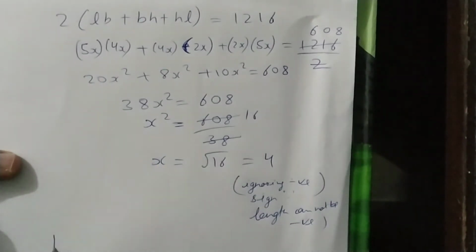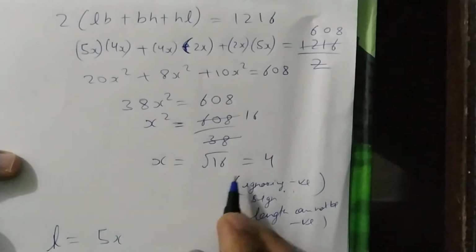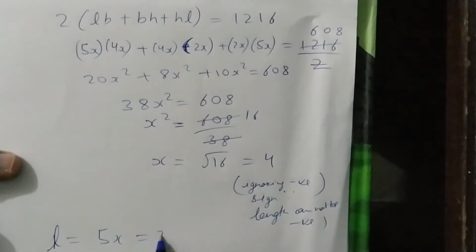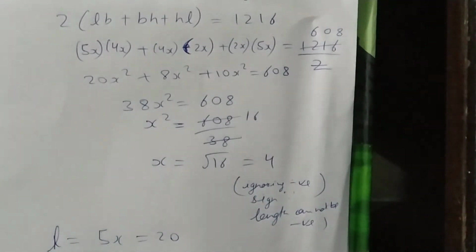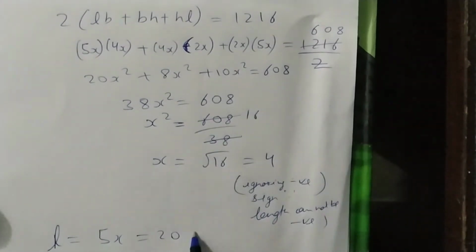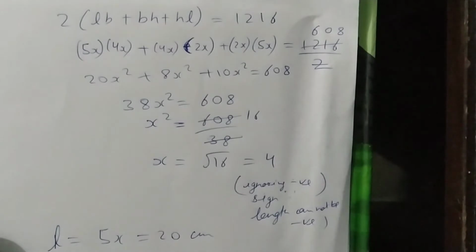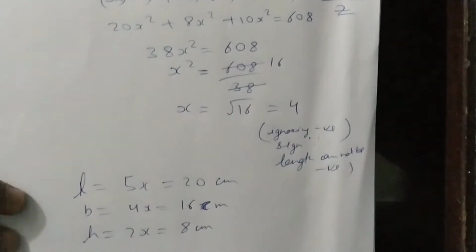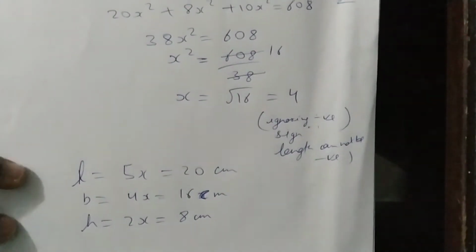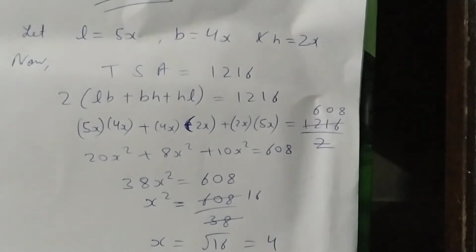Now what was your length? Length is 5x, that is 5 into 4, 20 centimeter. Breadth is 4x, that is 16 centimeter, and height is 2x, 8 centimeter. So this is your answer. This was your first question, very easy question.